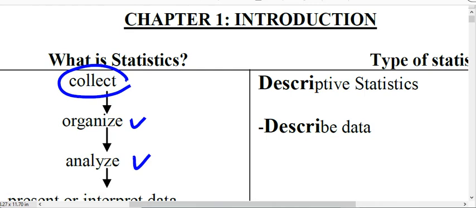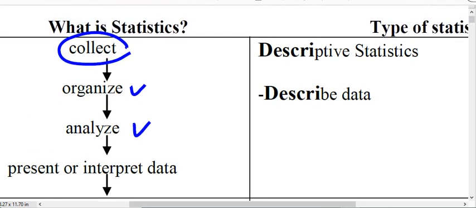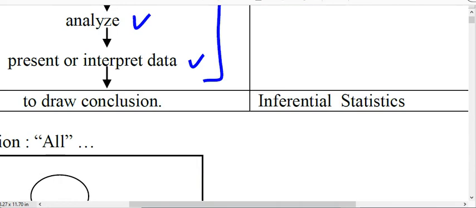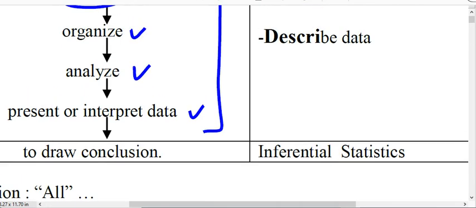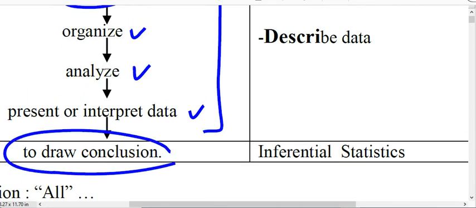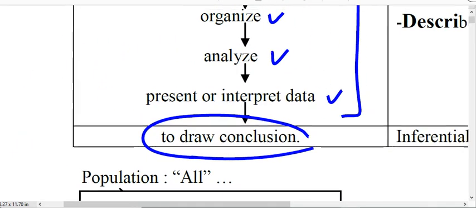After analyzing, you may need to present or interpret the data in a graph, chart, or whatever it is, that is presentable. So overall, this is how you're supposed to describe the data, and the type of statistics involved will be descriptive statistics. Lastly will be inferential statistics. Inferential statistics is for you to draw a conclusion. So very straightforward. Now next.